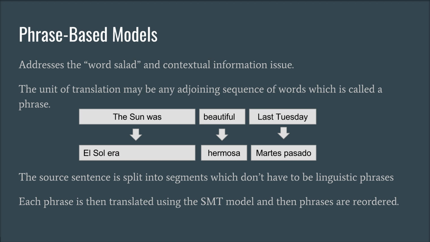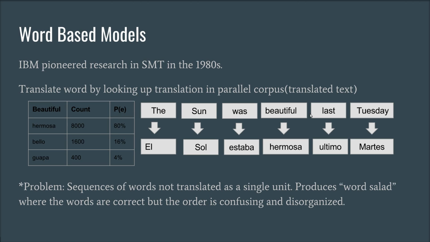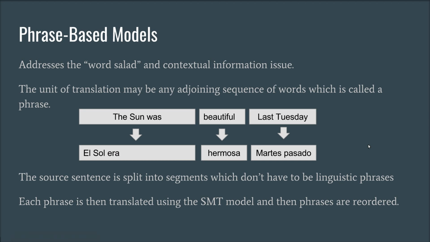So phrase-based models address this word salad and contextual information issue. And you'll see that here, instead of having individual words, this is just one segment. The sun was, beautiful is another, and last Tuesday is another segment. And you can see based on the last slide, last Tuesday doesn't really translate directly. You get some weird translation there. And here you get the actual translation for last Tuesday. So you make up for that weird contextual information issue.